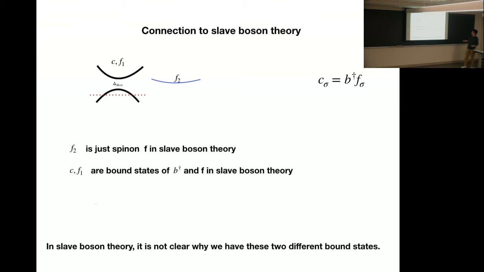So I believe C and F1 are bound states in the slave boson theory. That's like some excitation. This means in the slave boson theory, there are two types of bound states. But it's not clear why we have two types of bound states, and we don't understand the internal structure of these two bound states within the slave boson theory. So again, I think the slave boson theory is not very useful, and we need to use bound states. I don't know how to write down a theory for bound states. That's complicated. So again, I need a different theory.